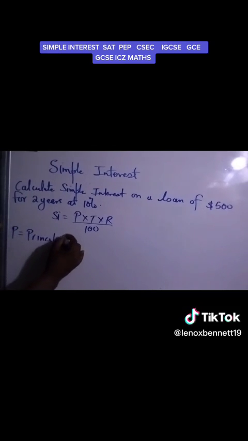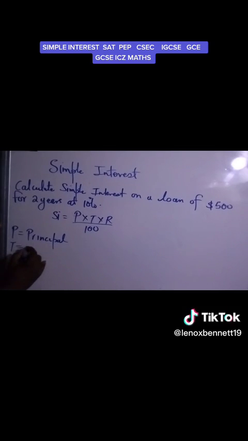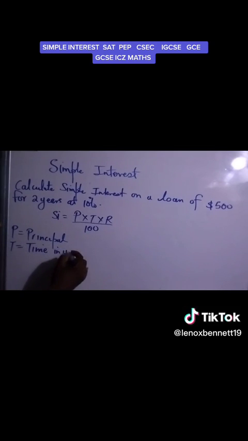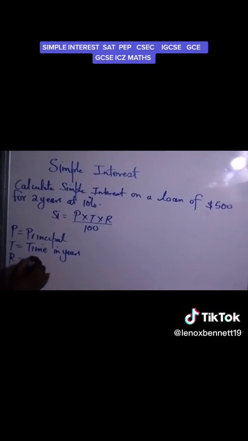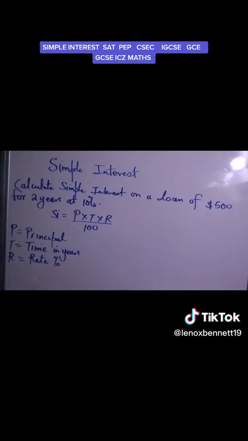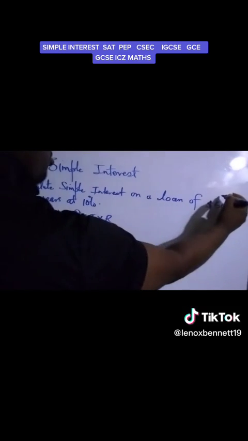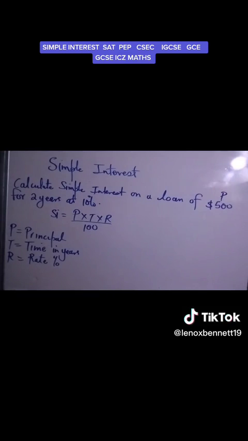So let us define each. P is for principal. T is for time, and that is expressed in years. If you get the time in months, you convert it to years. R is equal to the rate, and that is expressed as a percentage. So now that we've done that, let us get right into it.